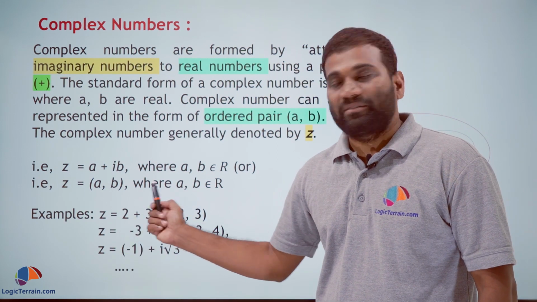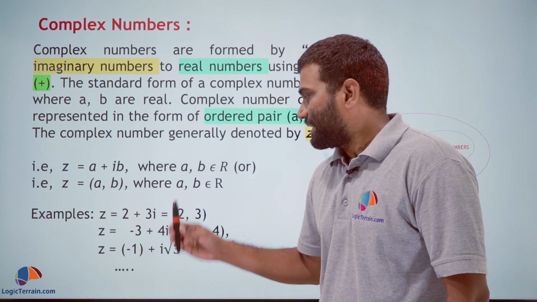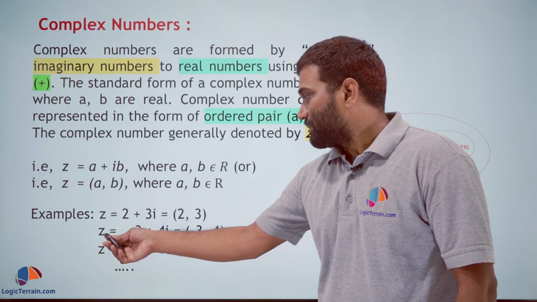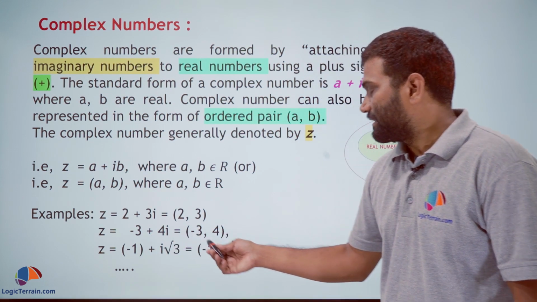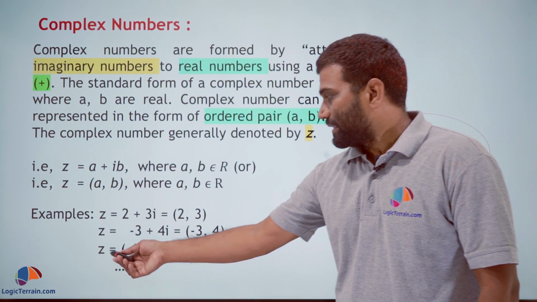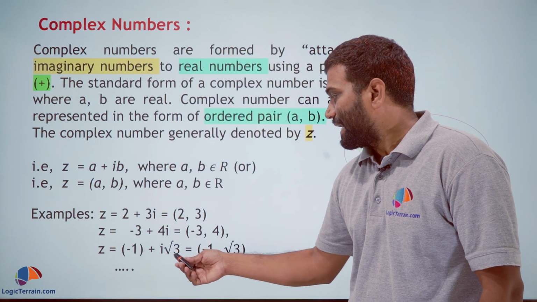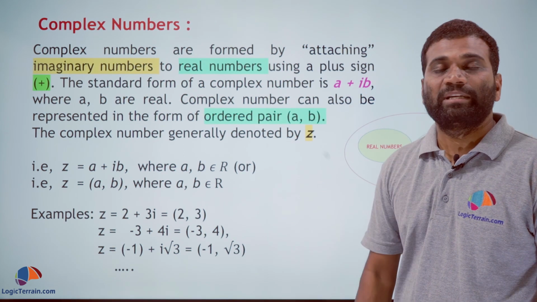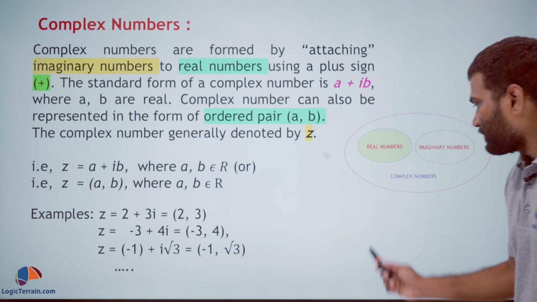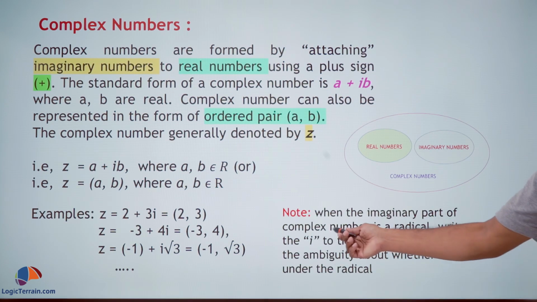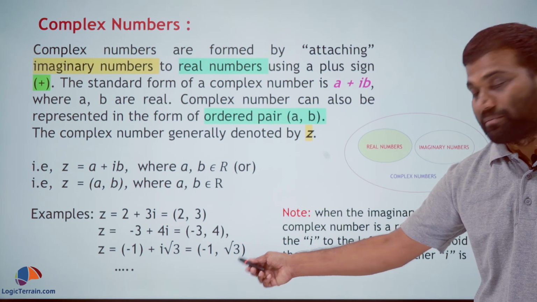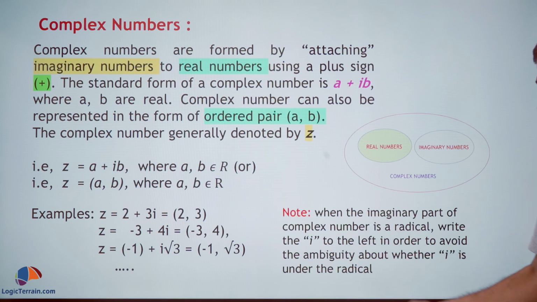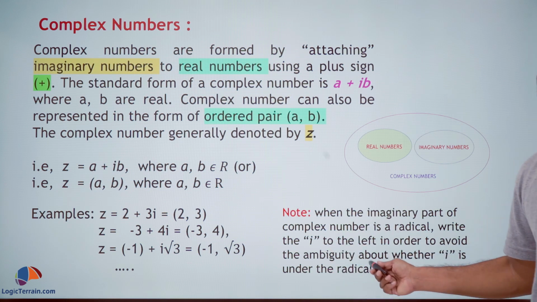Let us see some examples of complex numbers. z equals 2 plus 3i, which is equal to (2, 3). You can write either way. Another example, z equals negative 3 plus 4i, which is equal to (negative 3, 4). Another example, z equals negative 1 plus i square root of 3, which is equal to (negative 1, square root of 3). Here you need to understand one thing: when the imaginary part of a complex number is a radical, which means a square root number, write the i to the left in order to avoid ambiguity about whether i is under the radical. Clear?